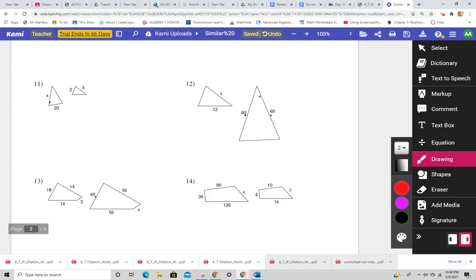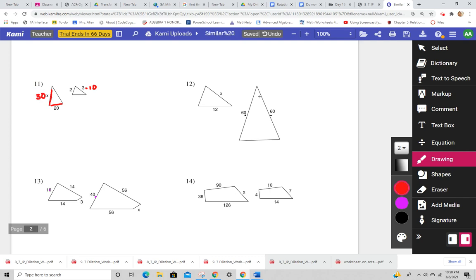Okay, so if you take number 11, you rotate it, this 2 side would sit on top of the 20, and this side here would sit right here. So what did they do to get 20? They multiplied by 10. So what are we going to do to 3 to get this side here? We will have to multiply that by 10 too to get this side here, 30.